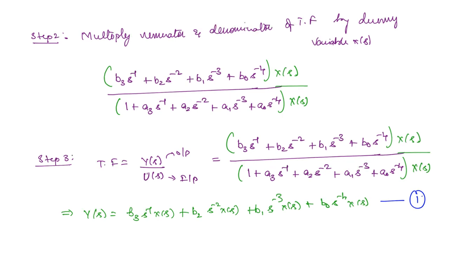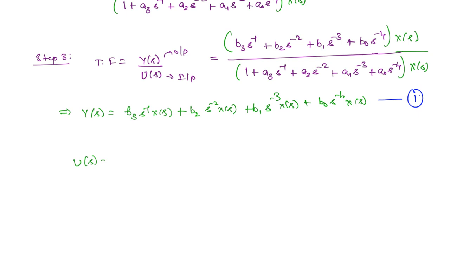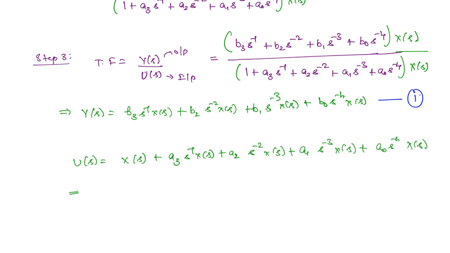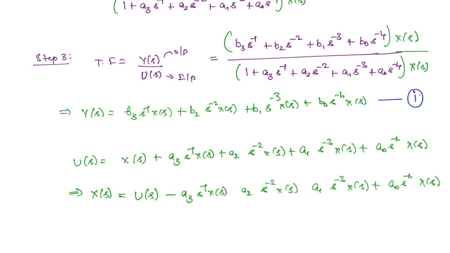And what about the other equation? You're going to get U of s is equal to X of s plus a3 s to the power minus 1 X of s plus a2 s to the power minus 2 X of s plus a1 s to the power minus 3 X of s plus a0 s to the power minus 4 X of s. From here, you can write X of s in terms of U of s and the rest of the terms. So what will you get? X of s is equal to U of s minus the rest of all of these terms. So you can replace all of these plus signs with negative signs. So it will become minus, minus and minus.